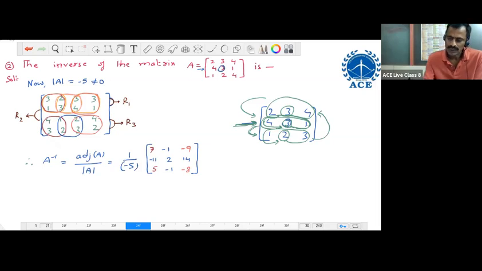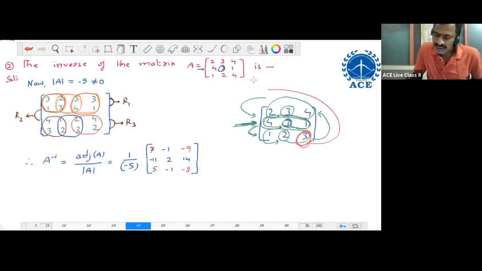Okay. Some are saying that I took the wrong numbers. Once again verified. Let us verify this. From the given matrix, the first row is 2, 3, 4. Second row is 4, 3, 1. Last row is 1, 2, 4. Okay. Here I took the wrong number. In the given matrix, here it is 3 only. It is a problem.